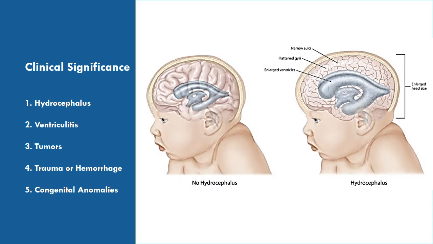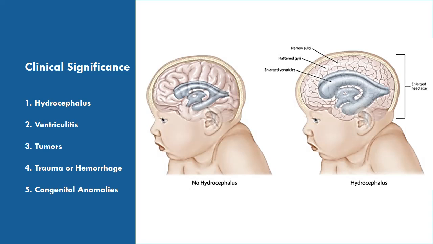Clinical significance. There are certain disorders that may occur due to abnormalities of the ventricles and abnormal production or reabsorption of the CSF. Number 1, hydrocephalus, which is an abnormal accumulation of CSF in the ventricles leading to increased intracranial pressure. Causes include congenital abnormalities, obstruction, for example tumors, or impaired absorption.